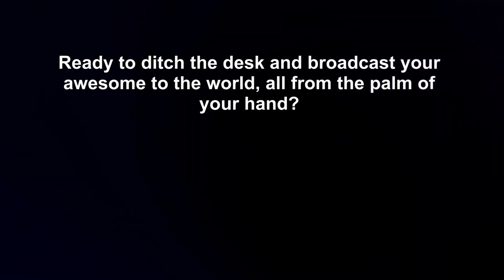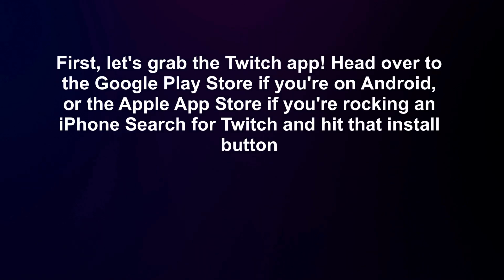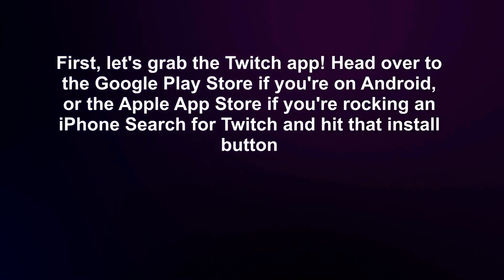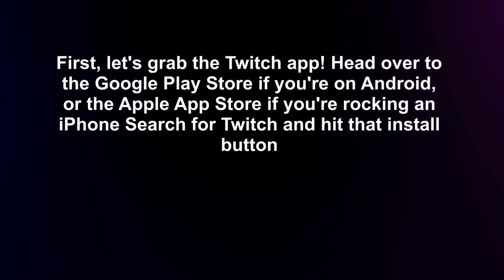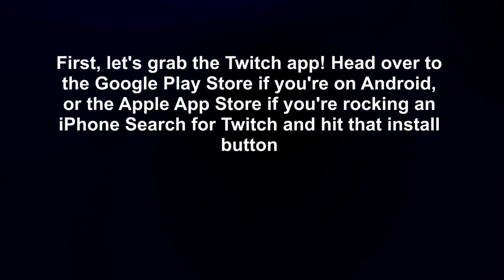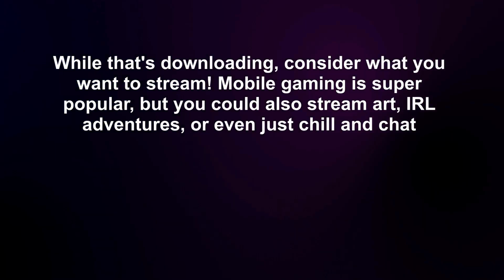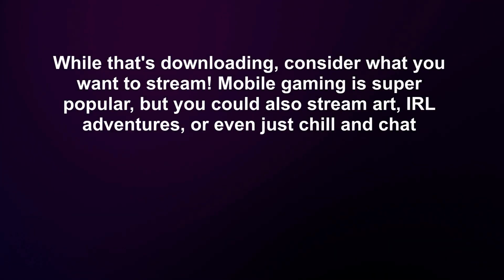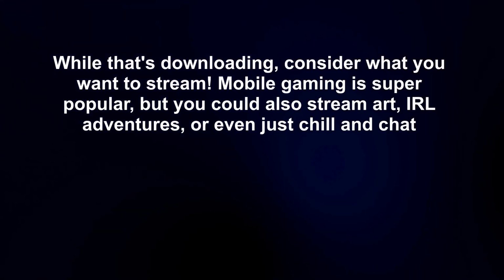Ready to ditch the desk and broadcast your awesome to the world, all from the palm of your hand? First, let's grab the Twitch app. Head over to the Google Play Store if you're on Android, or the Apple App Store if you're rocking an iPhone. Search for Twitch and hit that install button. While that's downloading, consider what you want to stream. Mobile gaming is super popular, but you could also stream art, IRL adventures, or even just chill and chat.